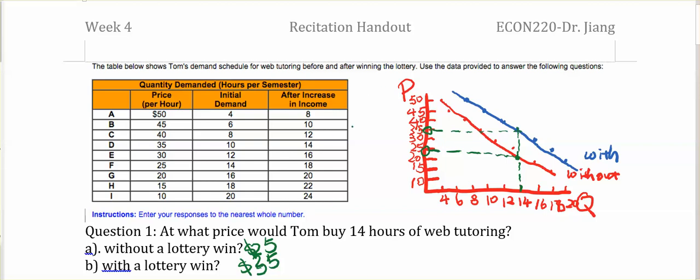Another way to go through it is to just look at the table. First, find where 14 hours is, here and here. The vertical axis is price, and the horizontal axis is quantity. Corresponding to the 14 hours, we found the price 25. That means without the lottery, he is willing to pay 25 for web tutoring. If he wins the lottery, corresponding to this 14 is 35. So that means he is willing to pay 35 for web tutoring.